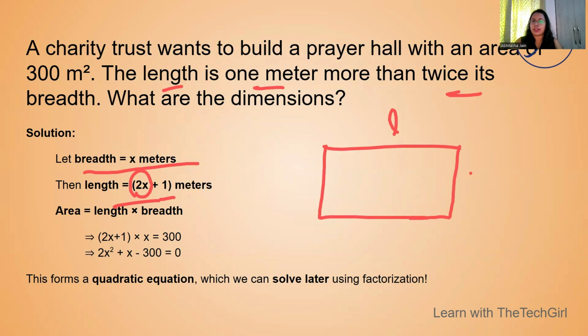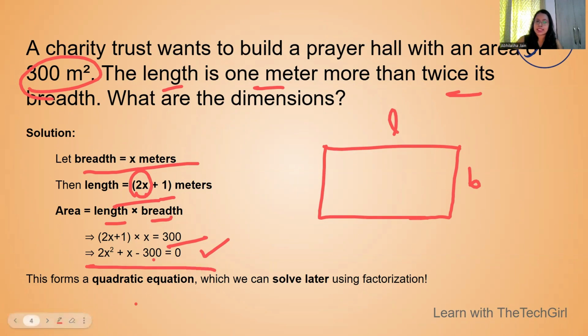And we know the value of length and breadth. So the formula for area is nothing but length into breadth. Now, your length is 2x plus 1, your breadth is x. When you multiply it, you get 2x squared plus x minus 300 equal to 0, because area is given. Area is 300. So this is how you get this equation.